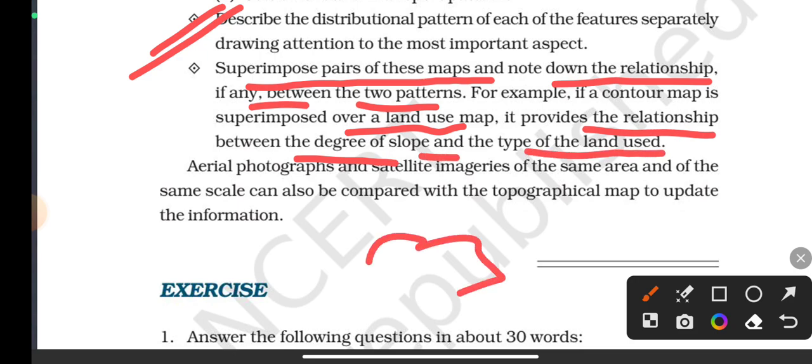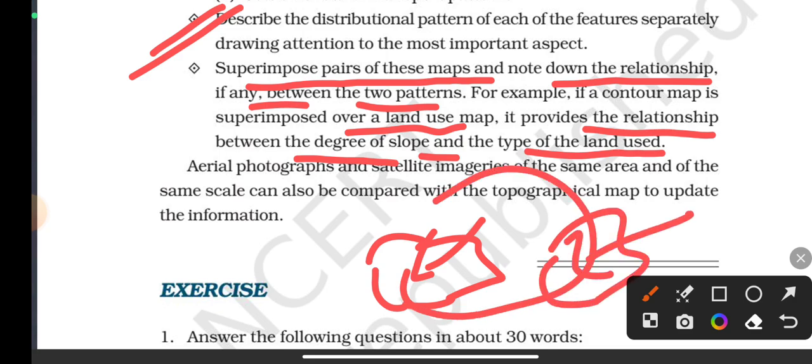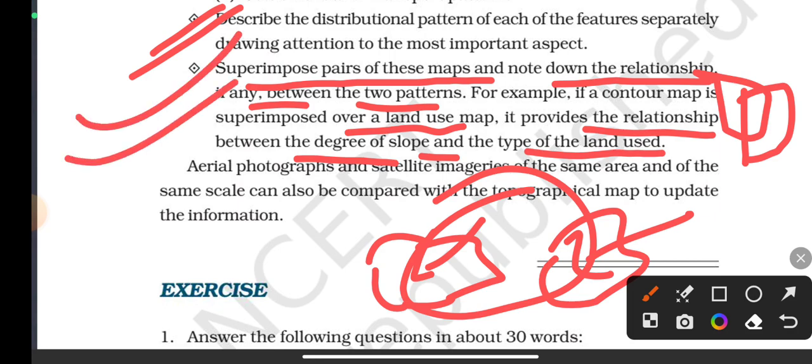So you prepare separate maps, one for land use and one for relief. Now if you superimpose them, that means keeping one above the other, you will get a relationship: where the height is more, agriculture is less and paddy cultivation is less, or where the area is plain, agriculture is dominant. Like that you will get a relationship and you can represent it through the maps. That is what it is saying. You will understand it more broadly in your practical classes, in your schools or colleges. I am not discussing it here.